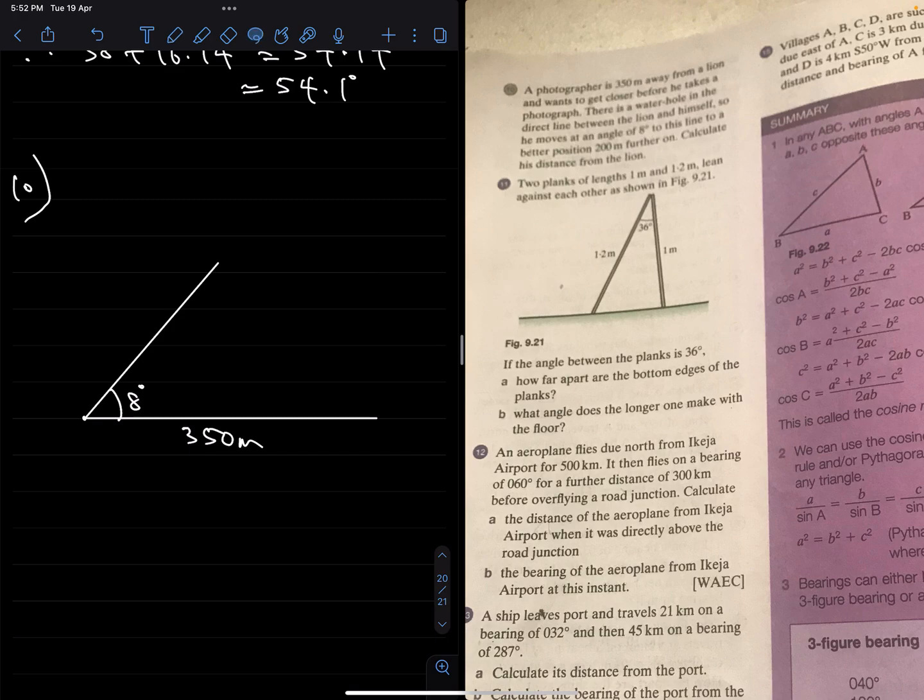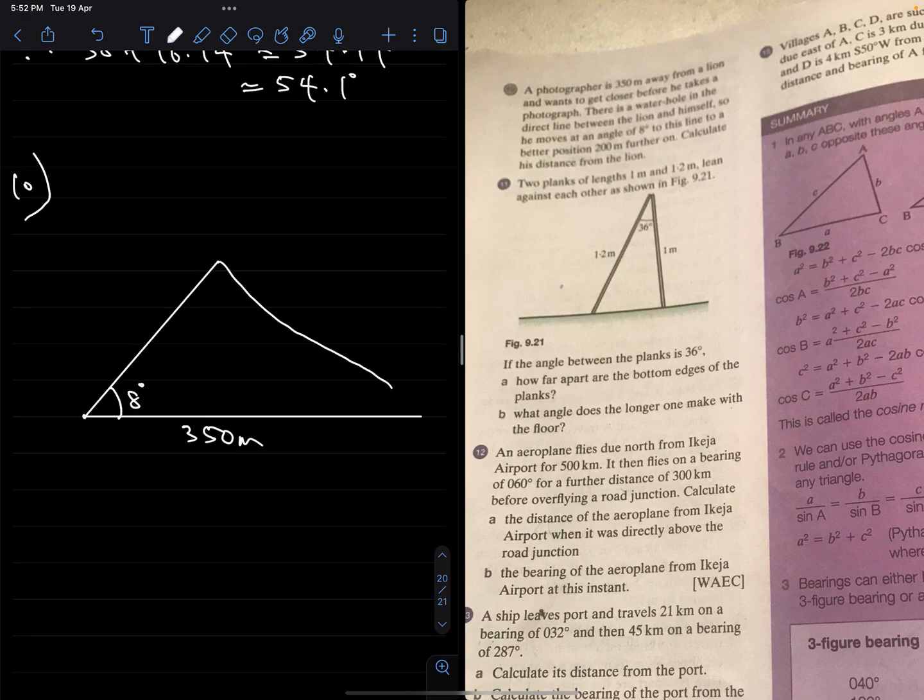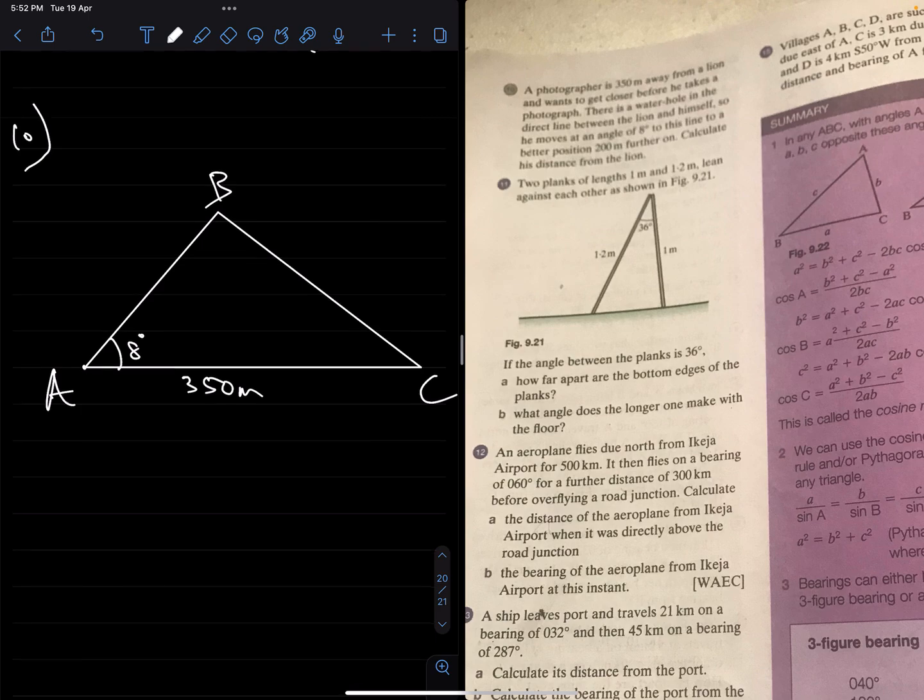Let me make this a little longer, and then join this way. Let me call this point A. Point A is the starting point, B is where the photographer is now, and C is where the lion is. The distance he moved to be at an angle of 8 degrees was 200 meters. So AB will be 200 meters. Now we're finding distance BC. Let me call that y.